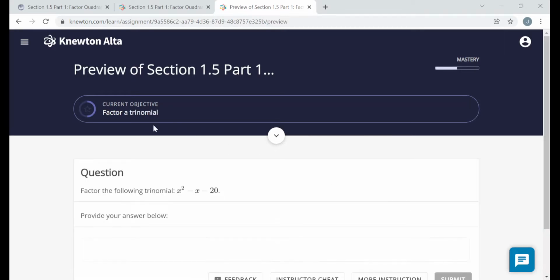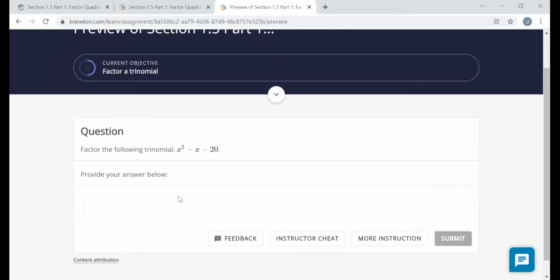Alright, so now see it bounces around to different objectives here. We're back to that factor a trinomial objective where the lead coefficient of a quadratic trinomial was 1. So I'm just going to talk this one out. I already did 2 of these on paper.